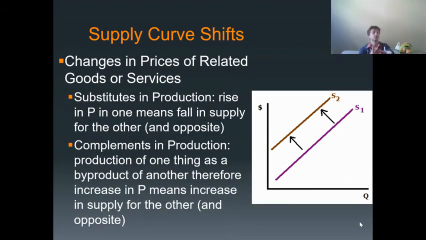The two types of related goods for supply are once again called substitutes and complements, but they will always say "in production" afterwards. It's an important part of that. So if you have a substitute in production, that means that these are two things that you can choose to produce. The best example here is always you have wood, timber or something, and you can choose to make two types of goods with that timber.